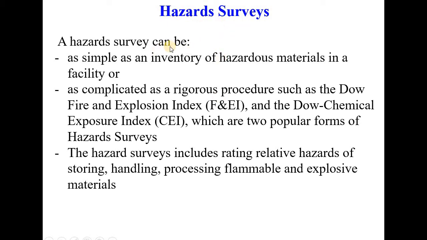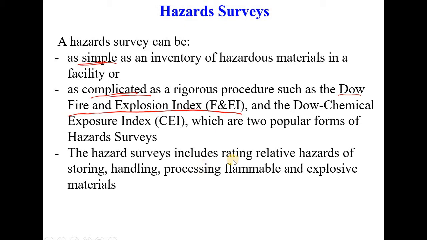So a survey is a survey, okay? So that is a survey. It's like you're filling in, you're asking, and you're seeing what will happen, and you go around and see what's going to happen. So here, a hazard survey can be as simple as an inventory of hazardous materials in a facility. But talking about more systematic, it could be more complicated, and one of those is the Dow Fire and Explosion Index, okay? So we will go through that index and see how it looks.